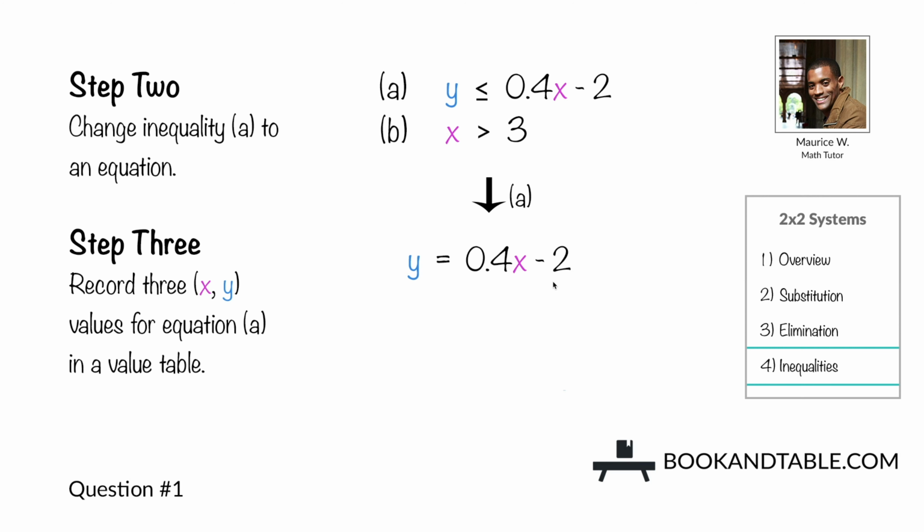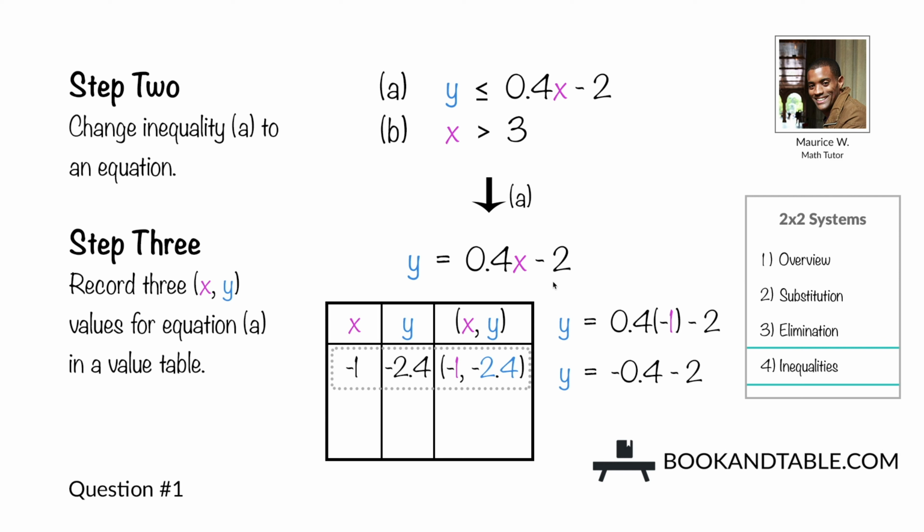In step 3, record 3 xy values for equation A in a value table. So we'll plug in -1, 0, and 1 for x and record the corresponding y values. So when x is -1, we get 0.4 times -1, which is -0.4 minus 2. -0.4 minus 2 is -2.4. So when x is -1, y is equal to -2.4. So that's the first point in our value table here.